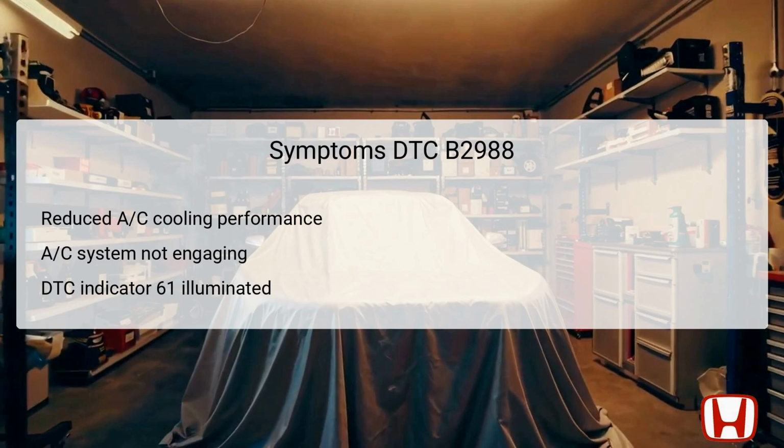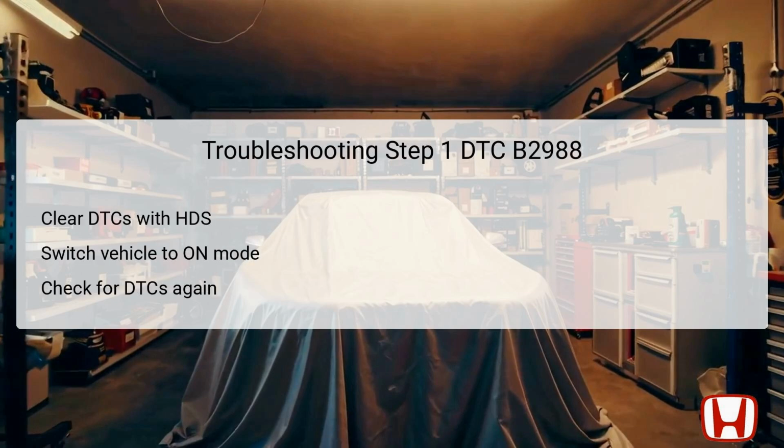In the first step of troubleshooting DTC B2988, the technician should begin with the Honda Diagnostic System, HDS, to clear any stored trouble codes. This initial action helps ensure that the diagnosis is based on current data, eliminating any past intermittent faults from consideration. After clearing the codes, it's important to switch the vehicle from off-lock mode to the on mode, allowing the system to reset and prepare for a self-check.